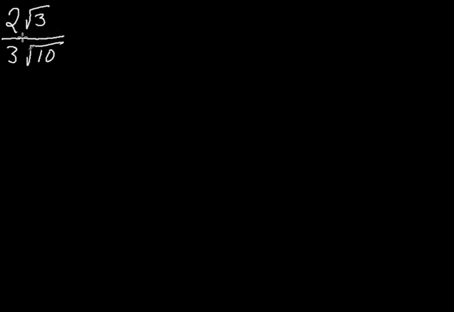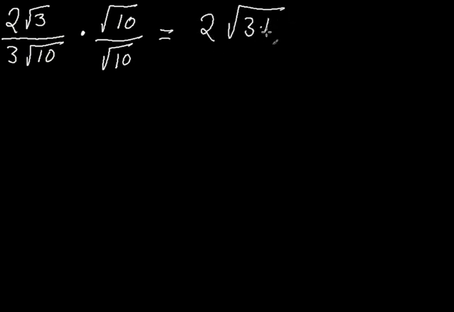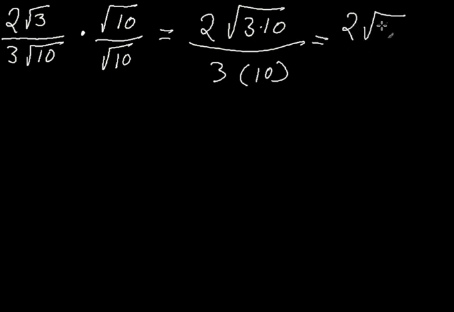So here I picked an example, and you have 2 times root 3 over 3 times root 10. We want to get that square root out of the denominator, and the way I can do it is I can multiply both top and bottom by that square root 10. Okay, so let's see what happens. I get 2 times root 3 times 10 over 3 times 10, because the square root goes away when you multiply the same thing, so you just get 10. All right, so I have 2 root 30 over 30.